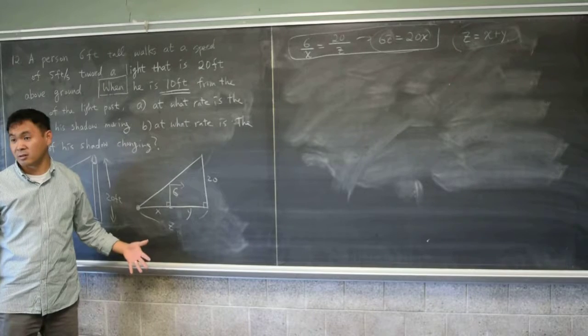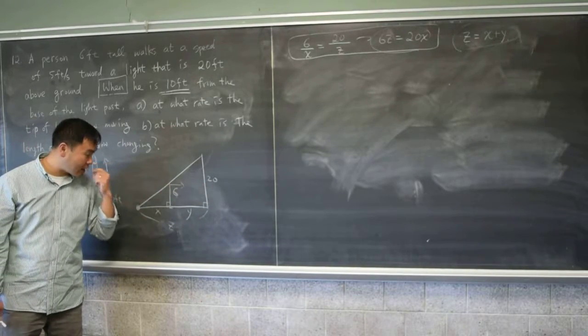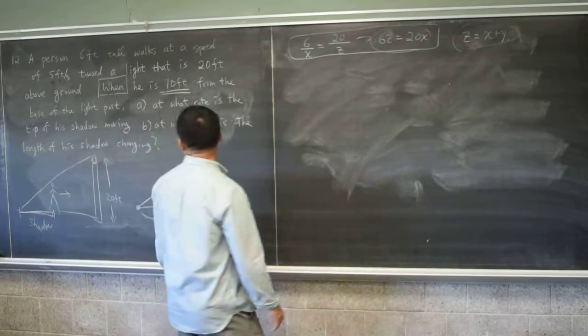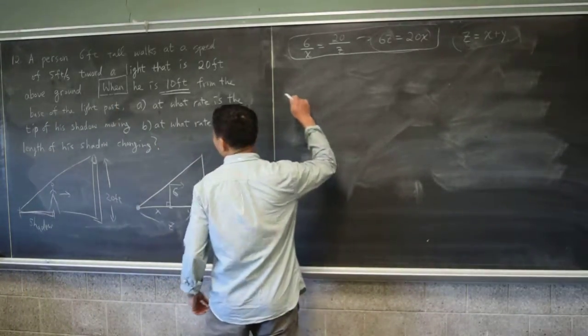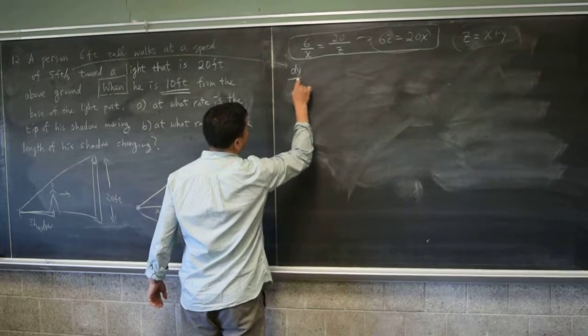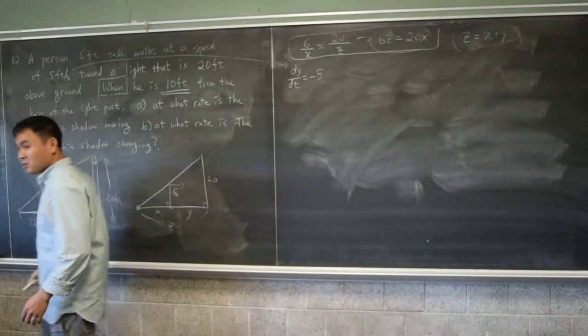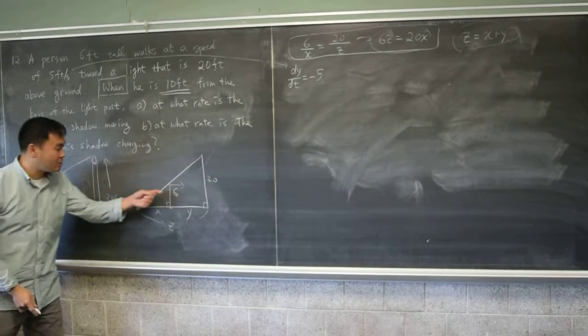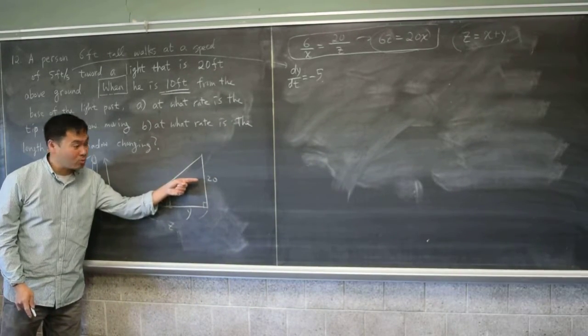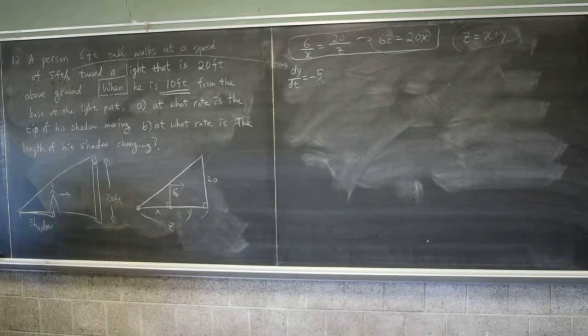dy dt, right? As he's moving towards the lamp, y is shrinking. So that 5 should be translated to dy dt is negative 5. It's negative because he's going towards the 20, therefore it should be shrinking. Okay, so that's what's given.